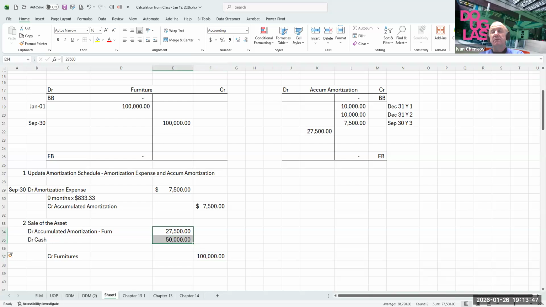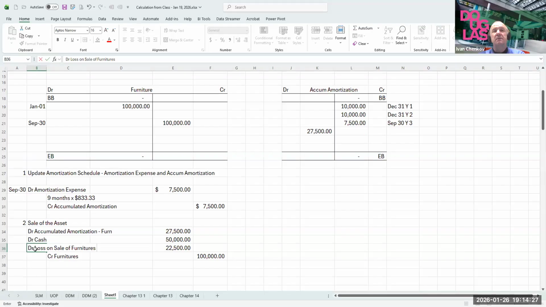So what's happened here? My total, that amortization plus the cash I get, is 77,500. So I'm short on the debit side. How much am I short on the debit side? That will be 100,000 minus 27,500 minus 50,000. I'm short $22,500. Since it's on the debit side, I have only one option here. That will be debit loss on sale of furniture in this case.